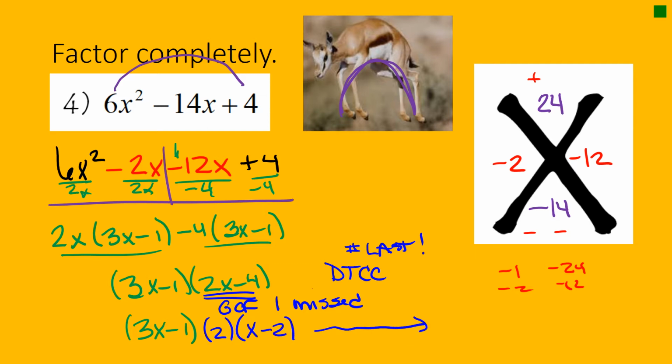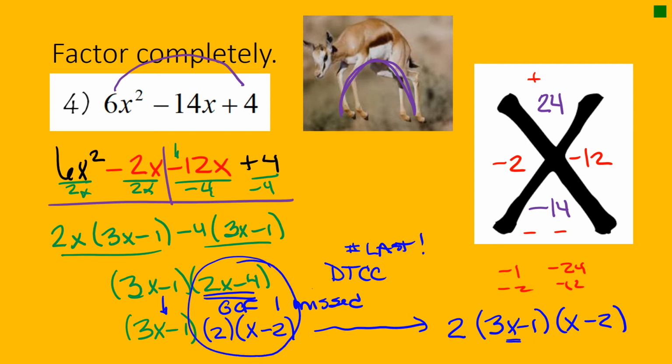Now here's the deal. That looks goofy. We put the single coefficient first, and then we rewrite the other 2. Notice how this came down. It's in both of them. We were just factoring this part, but you got to keep that other factor there.